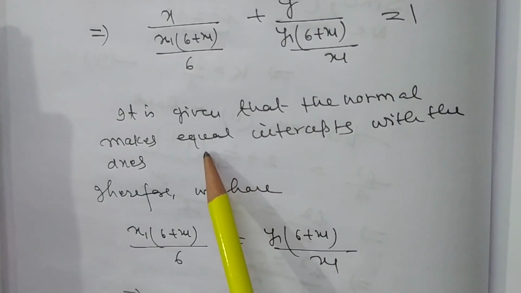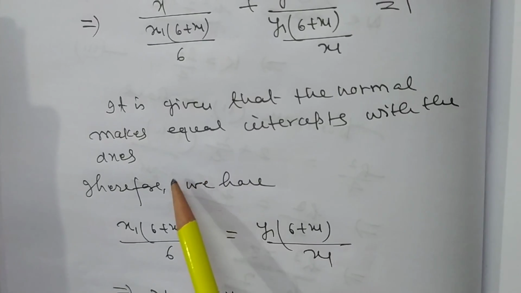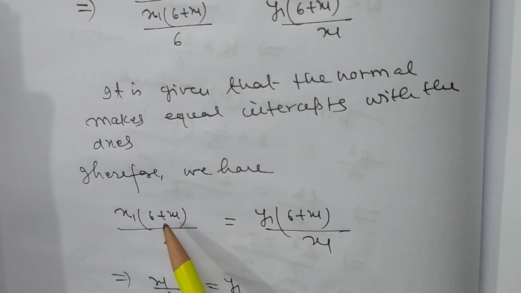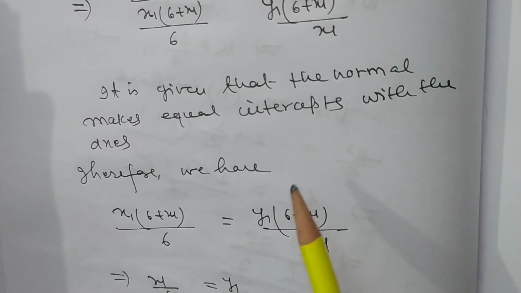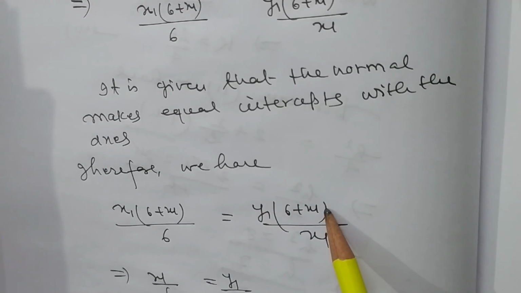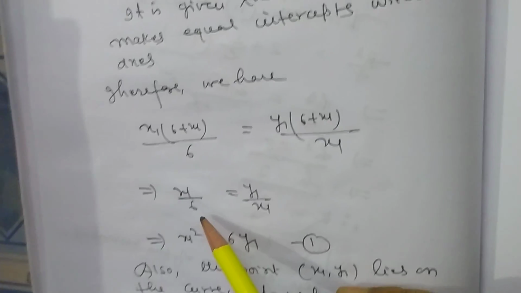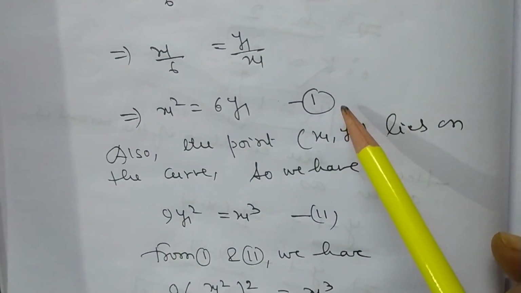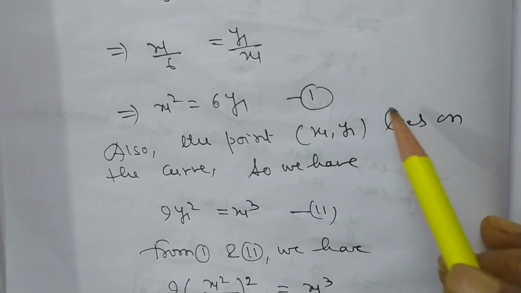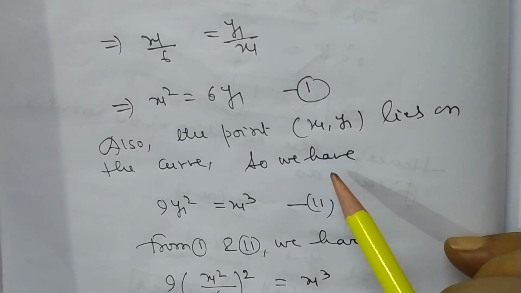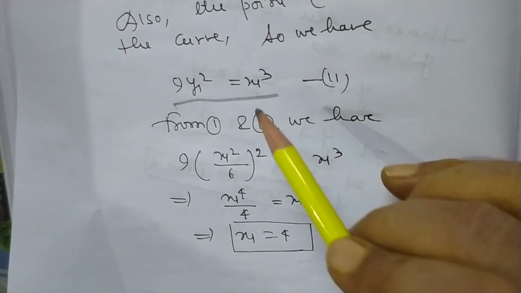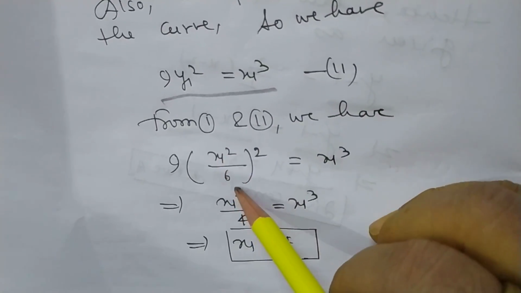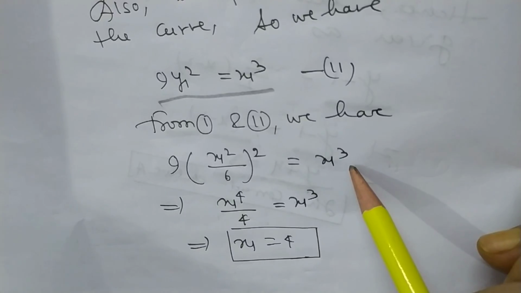It is given that the normal makes equal intercepts with the axes. Therefore, the intercepts are equal. So x1 plus 6y1 by x1 is equal to y1 plus x1 square by 6y1. So x1 by 6 is equal to x1 by y1. So x1 square is equal to 6y1. Also, the point x1, y1 lies on the curve. So we have 9y1 square is equal to x1 cube. From the first and second, we have 9 into x1 square by 6 whole square, equal to x1 cube.